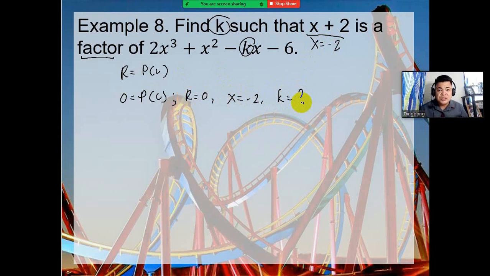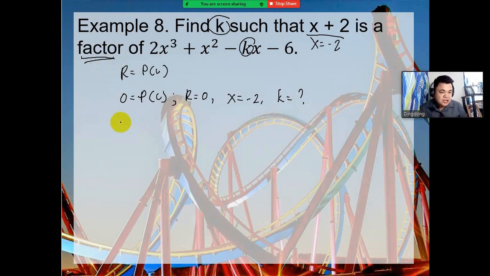So did you see now the difference between remainder and factor when solving for the coefficient? In remainder, we have the value of the remainder as well. It's non-zero, but here it's always 0, because we are assuming that the binomial is a factor of the polynomial function.